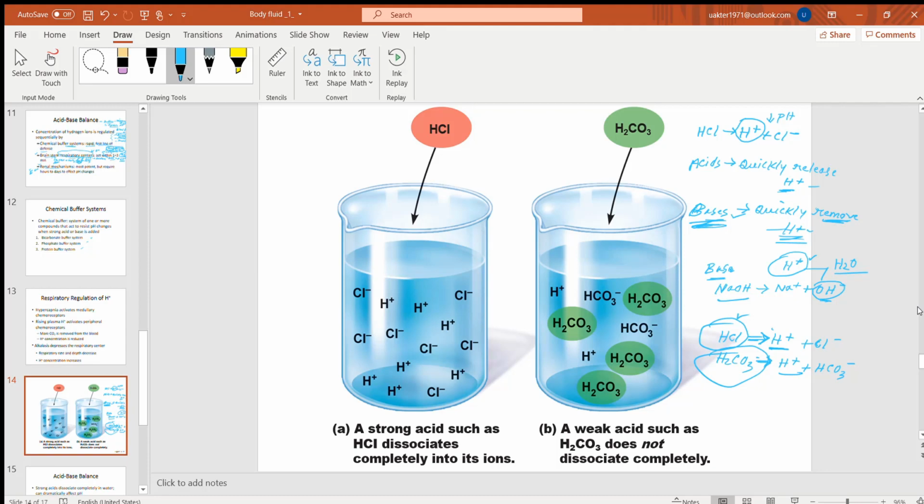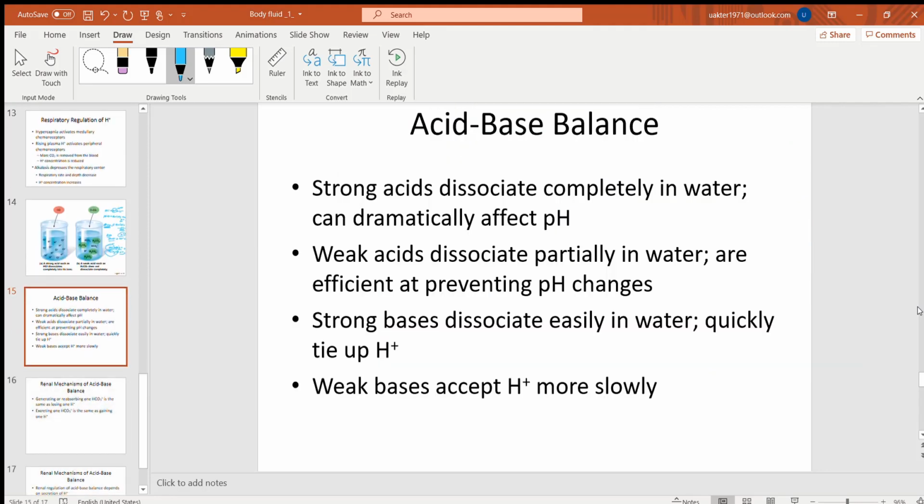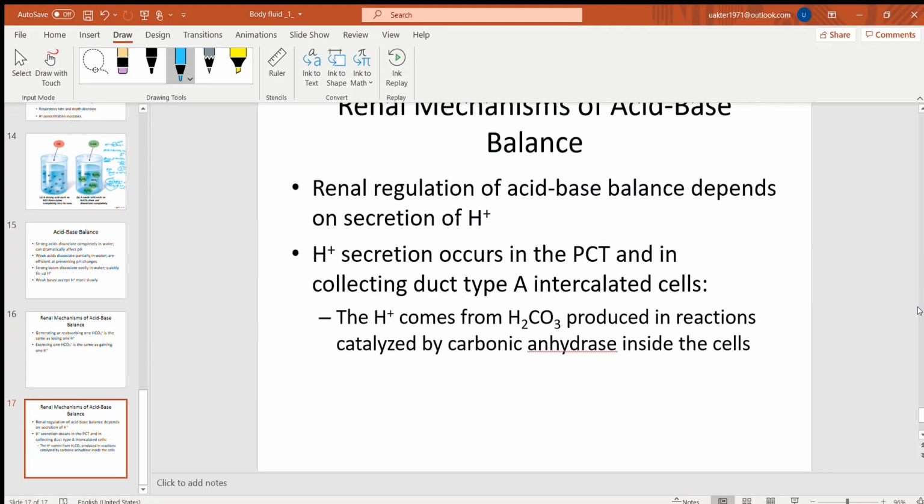Okay, so I think those are the important things you need to know from the body fluid. Okay, thank you.